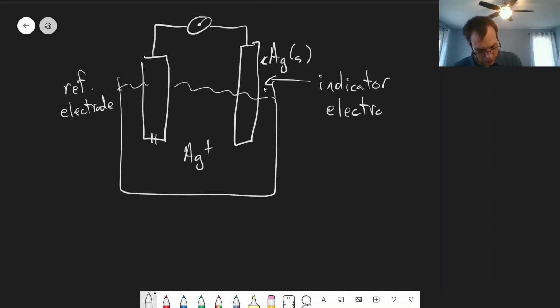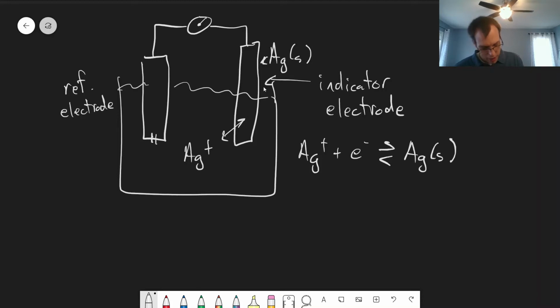So this type of indicator electrode relies on the fact that we establish a redox reaction right here between our silver ions and our silver metal. And the potential that we measure compared to the reference electrode is going to be directly related to the concentration of our silver ions, according to the Nernst equation, provided there's no other equilibria competing with this. And so this is basically the basic idea.